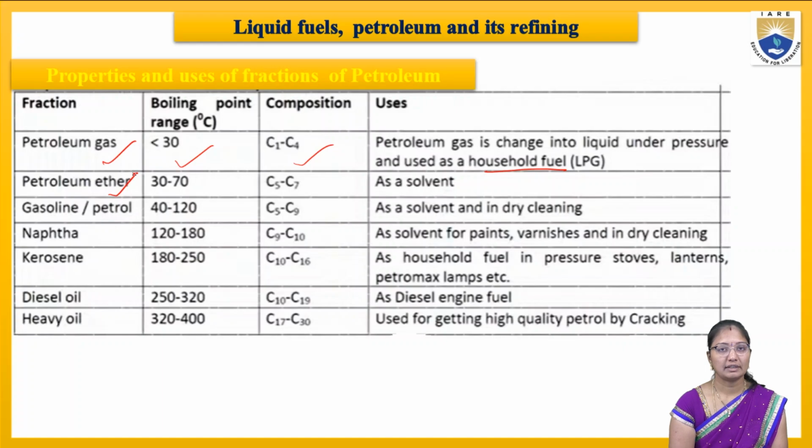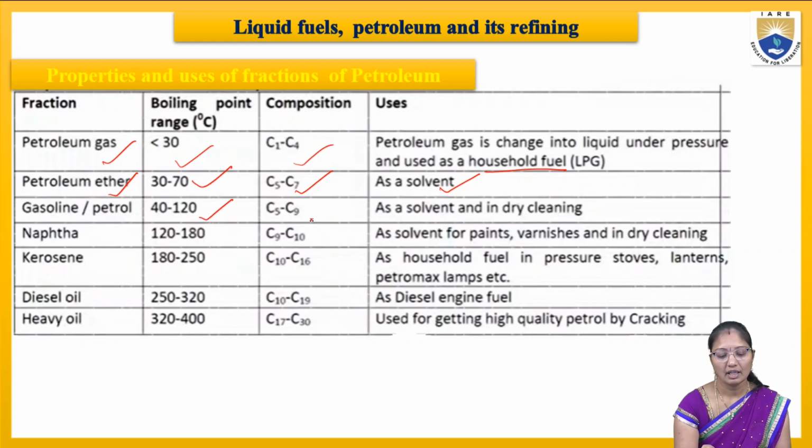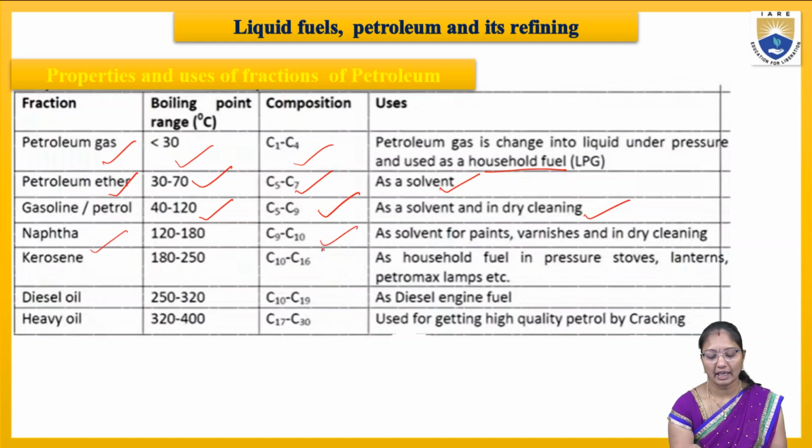Then there is petroleum ether, which has a boiling point range of 30 to 70 and the carbon composition is C5 to C6. It is used as a solvent in all the R&D institutes and it is applicable in some lubricants and all. They use it as a solvent. Then gasoline or petrol, which has 40 to 120 degrees of boiling temperature and the composition is C5 to C9, is used as a solvent and in dry cleaning. And the naphtha, 120 to 180, is C9 to C10. It is used in paints, varnishes and dry cleaning purposes.